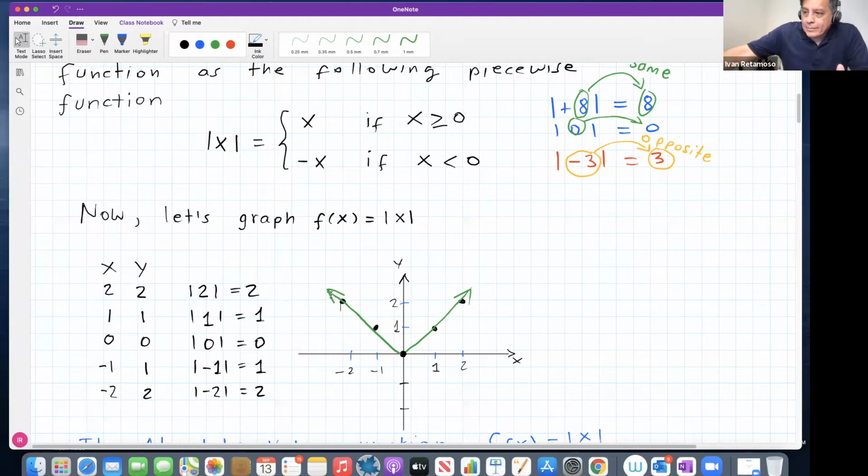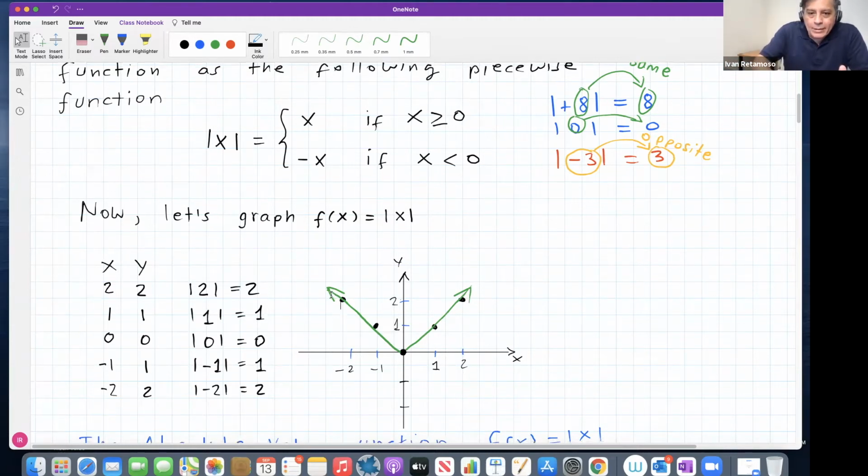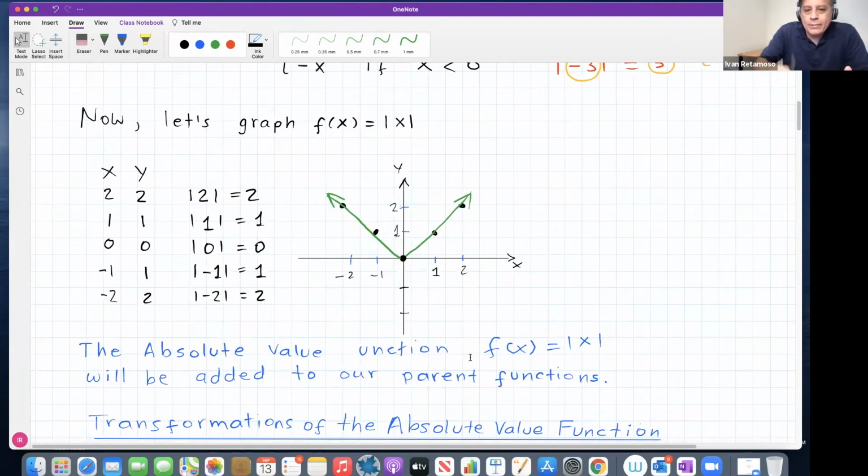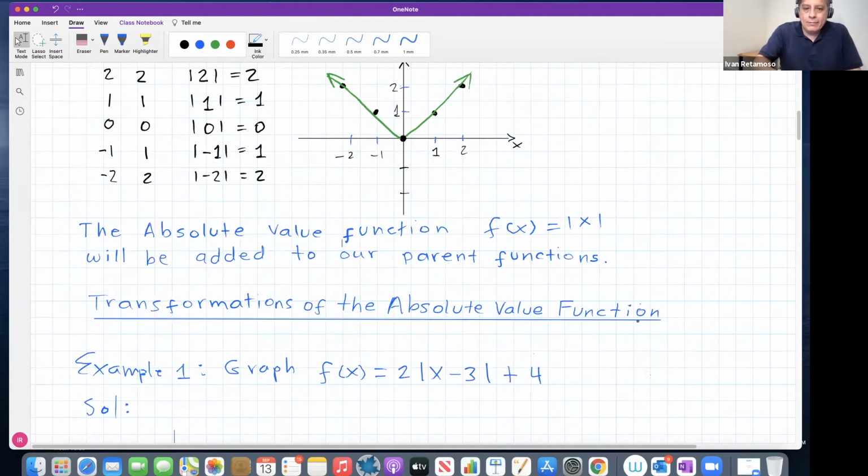Diagonal lines, right? Very good. So now we're going to add this absolute value function to our set of parent functions. One more function, f of x equals absolute value of x. Its graph is this V as in victory, okay? Now, transformations of the absolute value function.